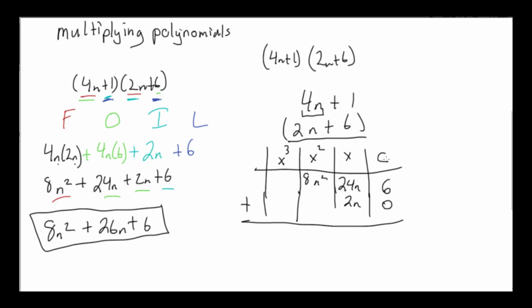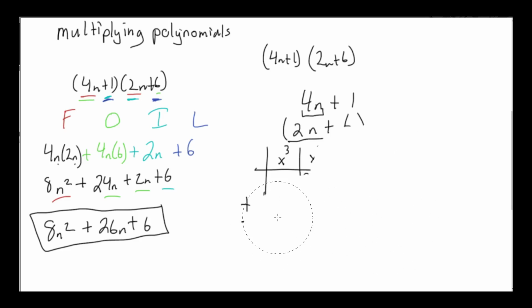Now all you have to do is simply add down: 6, 26. Make sure you bring your variable with you. 8n squared. Same answer, 2 different approaches. I like the FOIL method on these special cases, but if you're more comfortable with the second approach I've just shown, go for it. It's great. It works. It can be just as fast as any other method. It's all really up to you and what you feel comfortable with during the test.